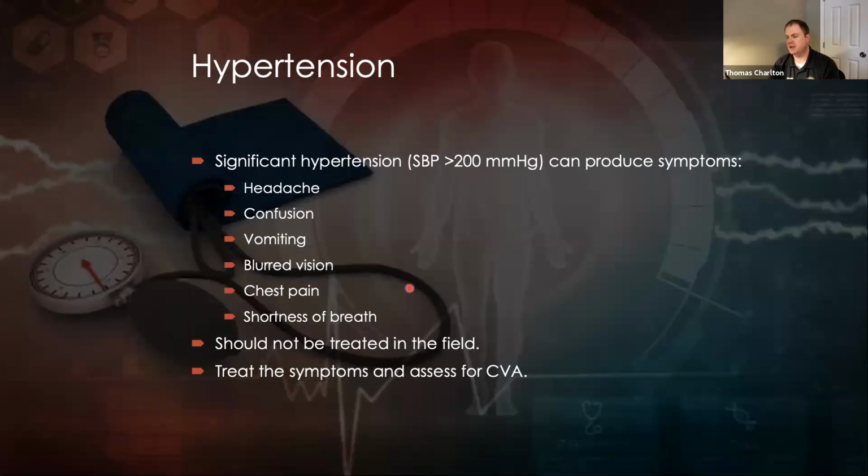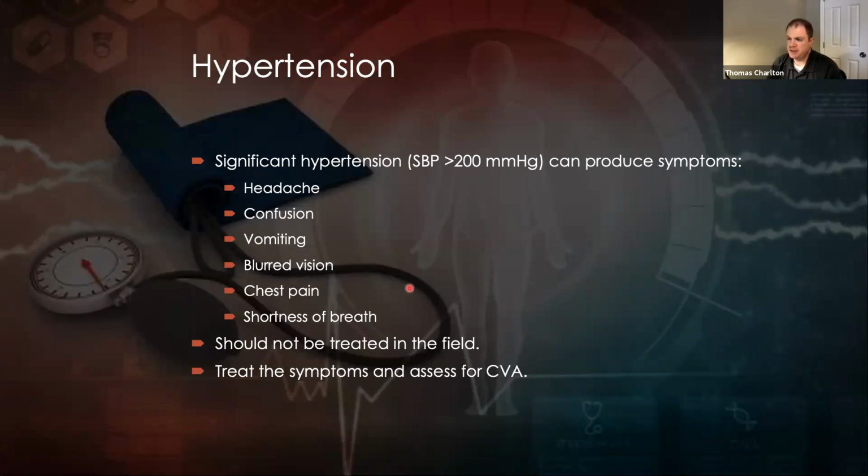Hypertension is also a cause of change in mental status. We typically only really get concerned when somebody has significant hypertension, which is a systolic blood pressure of over 200, along with symptoms. And the symptoms that folks will typically get are a headache, confusion, vomiting, blurred vision, chest pain, and shortness of breath.